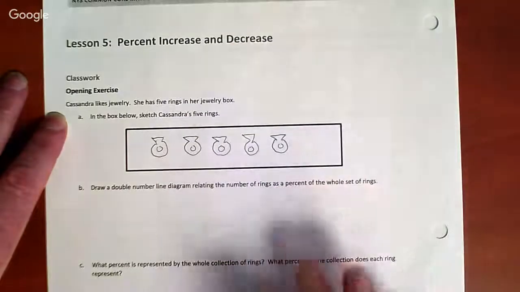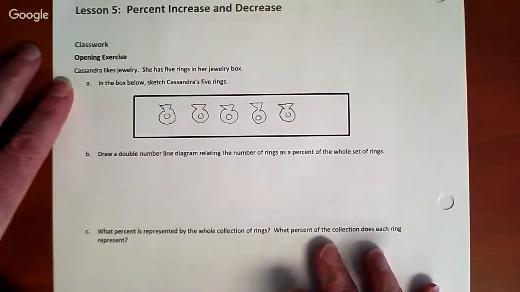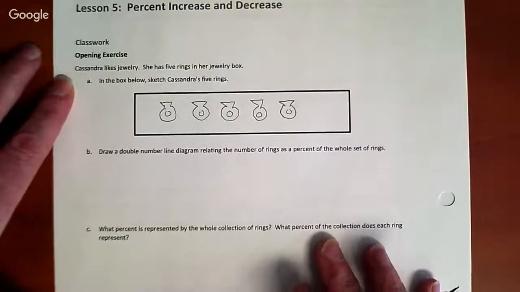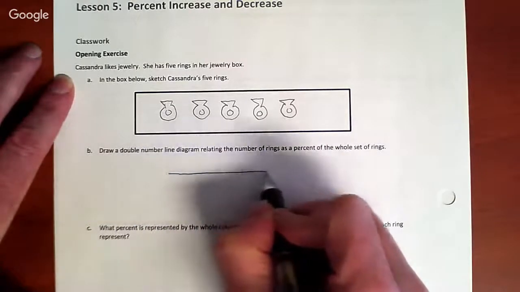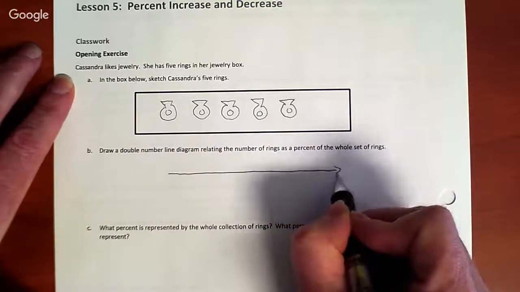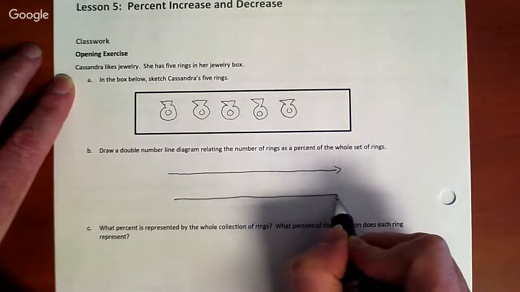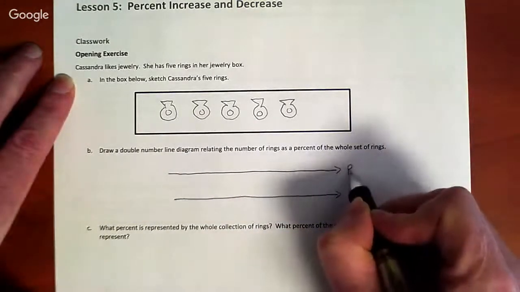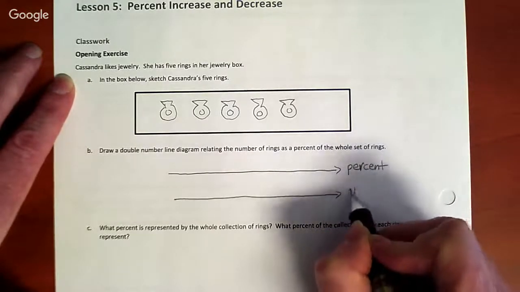Okay. Then it says draw a double number line diagram relating the number of rings as a percent of the whole set of rings. And this is how we do that. The top one will be our percent. The bottom will be our number of rings.